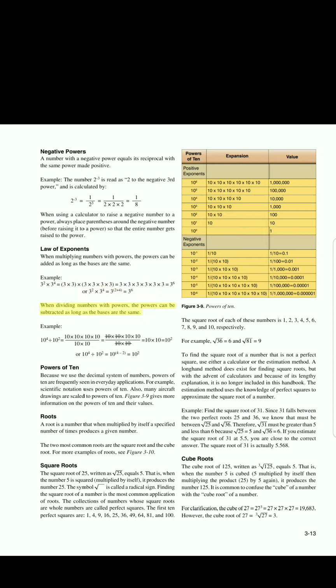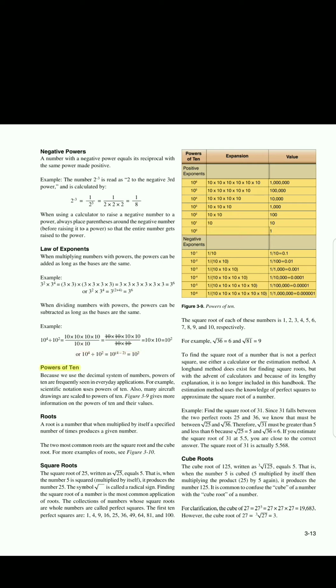When dividing numbers with powers, the powers can be subtracted as long as the bases are the same. Example: 10^4 divided by 10^2 equals 10 times 10 equals 10^2. Or 10^4 divided by 10^2 equals 10^(4-2) equals 10^2.